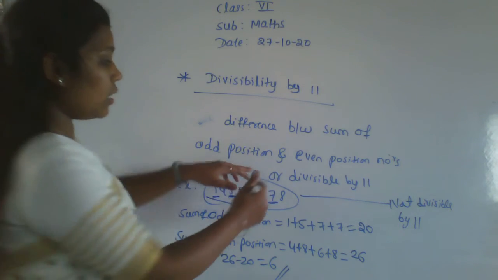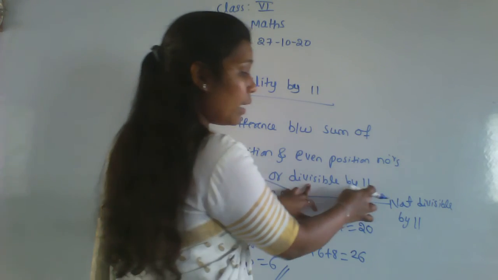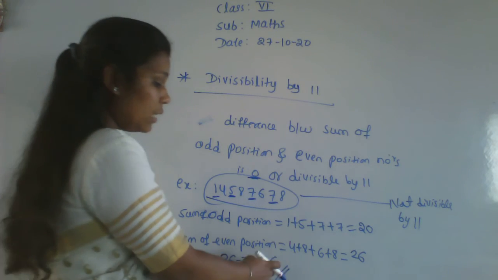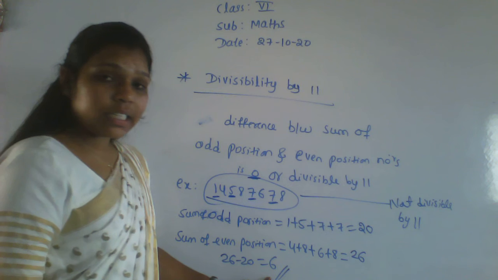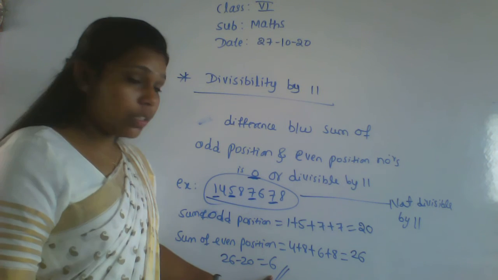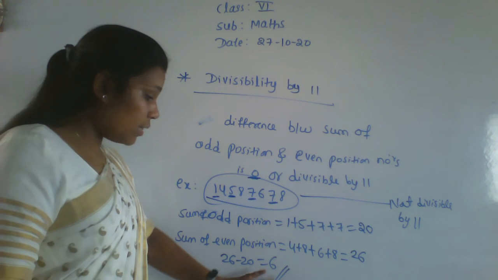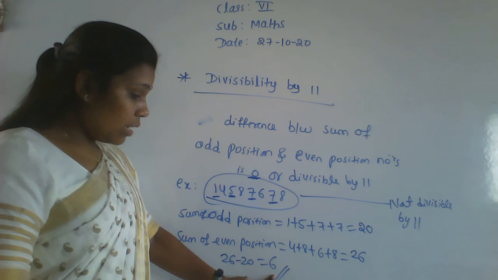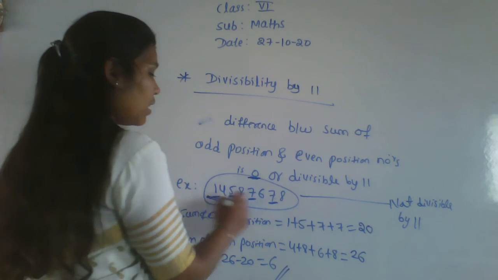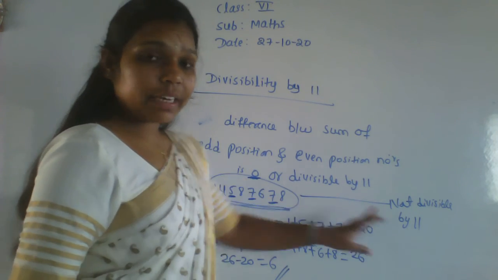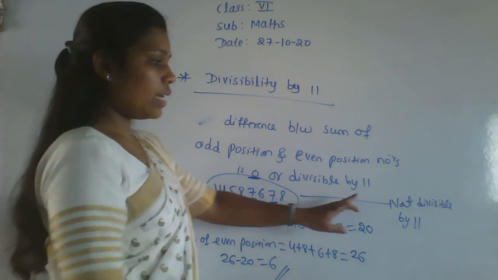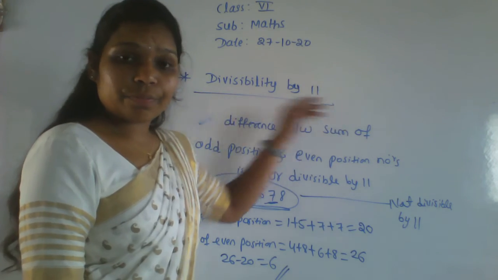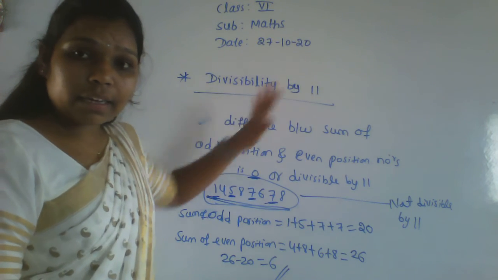But we want the answer to be 0, or else it should be divisible by 11. Check here, it is not equal to 0. Then it must be divisible by 11. Is 6 divisible by 11? Here 6 is not divisible by 11. Then we can say that the given number is not divisible by 11. This is the rule of divisibility by 11.